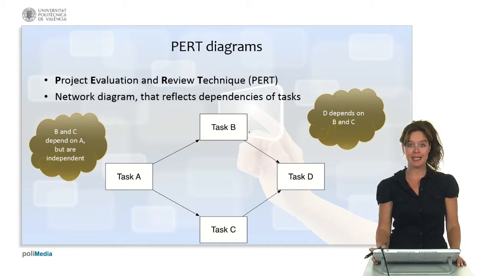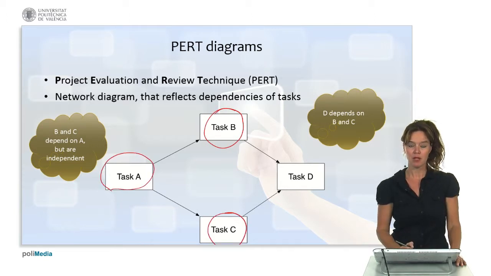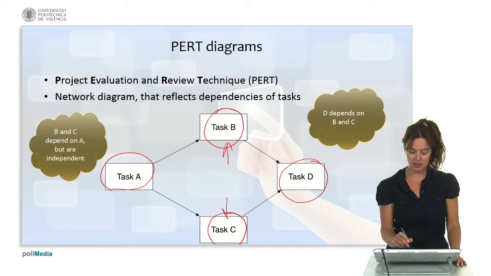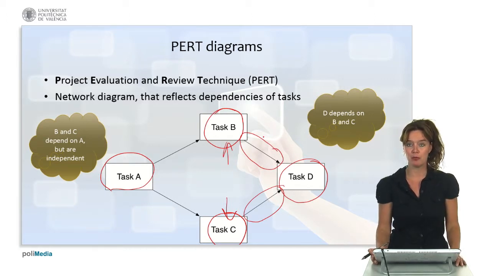So for example, we see here a PERT diagram with 4 tasks, A, B, C and D, and we see that task B and task C both depend on task A. Task B and task C are independent, but task D depends on them. Task E, for example, depends on task B and task C, which is reflected by these little arrows here. And this is a simple example of a PERT diagram to reflect dependencies between tasks.